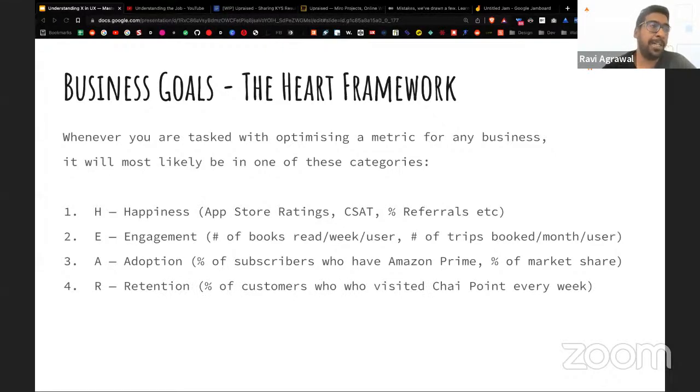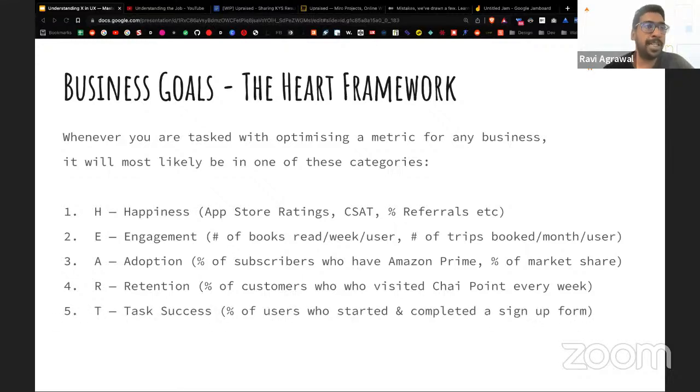Or retention, right? Let's say you're the business owner for Chai Point. Then what percentage of customers visit Chai Point every week? If you get 100 visitors one week, but next week, out of those 100, only 50 show up, then the 50 that didn't show up didn't particularly like your experience. So what did they not like about your experience?